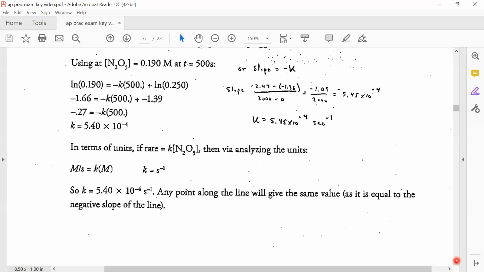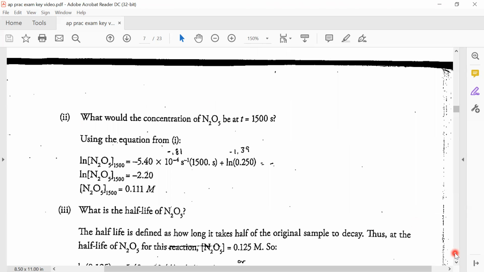Okay, let's see. What do we have here? We have, in terms of units, if rate is this, then, oh, I'm sorry, we already did that one. Let's go to the next question.